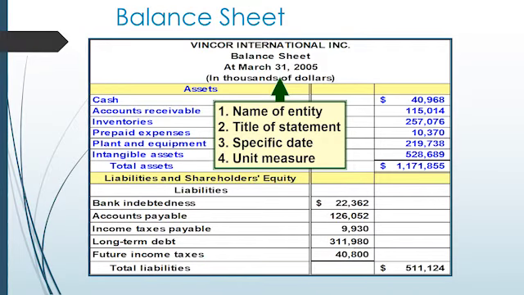Here is how a balance sheet looks. The first line is the name of the entity or the name of the company. The second line is the title of the statement. This one here is a balance sheet. And the third line is the specific date. This one is prepared at March 31st, 2005. And here in brackets is the unit of measure. This one is in thousands of dollars.